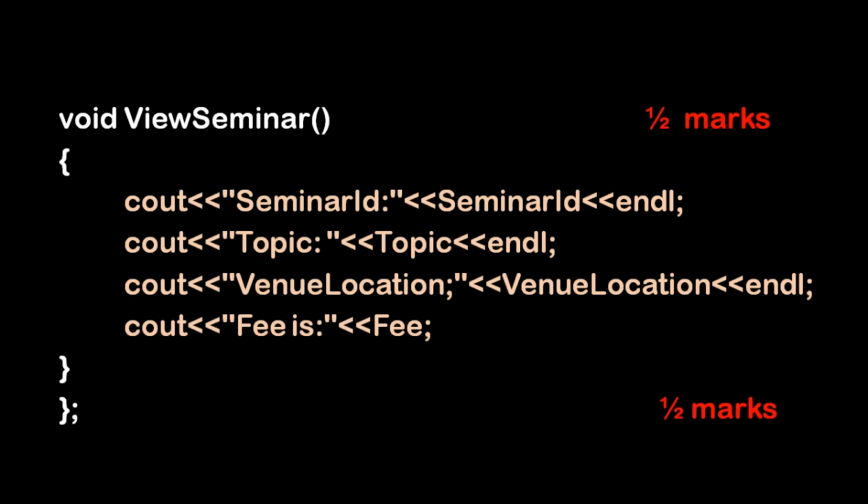Then we have the closing bracket and semicolon, which carries half a mark. Don't forget to give this closing bracket and semicolon. Most of the students make mistakes in this place only. So this is a 4 mark question. Now it is very easy to score 4 marks in this question.